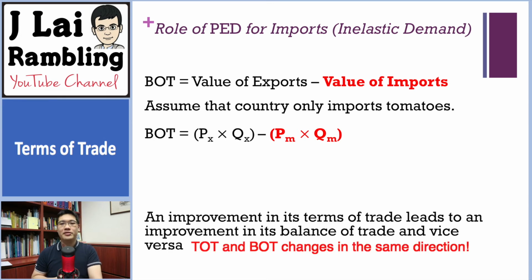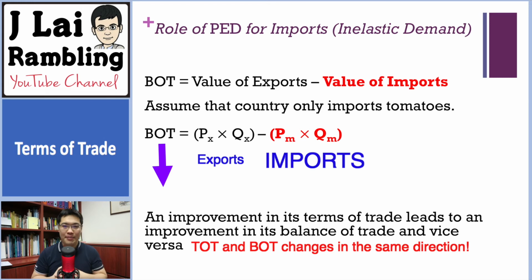An improvement in the terms of trade leads to an improvement in the balance of trade and vice versa, okay? And if we just look at this from the other perspective, if the prices increase significantly, that's a deterioration in the terms of trade. Because the demand is inelastic, they will only buy a little bit less. Therefore, the value of imports will increase. When you have the value of exports minus a larger number, that is a deterioration in the balance of trade.